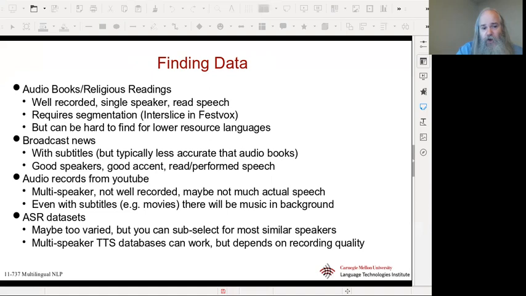Random audio recordings from YouTube, they're often multi-speaker, which makes life harder. They're not well recorded, or at least varied in the recording, even between sessions, which actually makes things harder to be able to build voices. And even if they have subtitles, so think things like movies, there's music in the background, which is not good. And there are technologies that allow you to remove music, but it's making your life harder and harder.